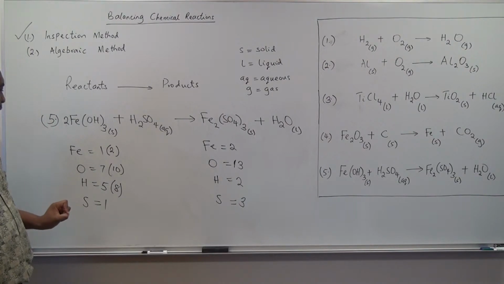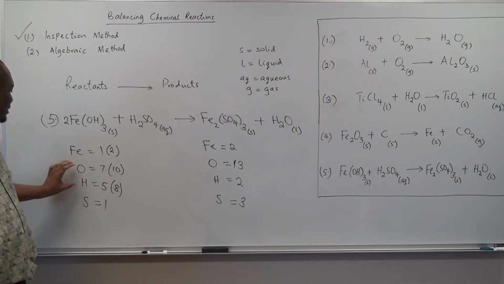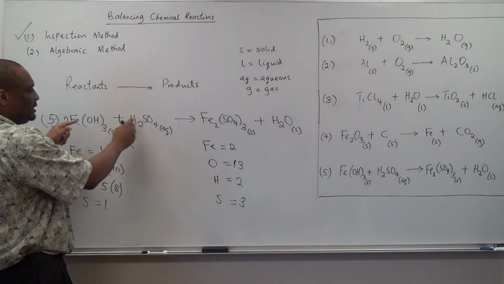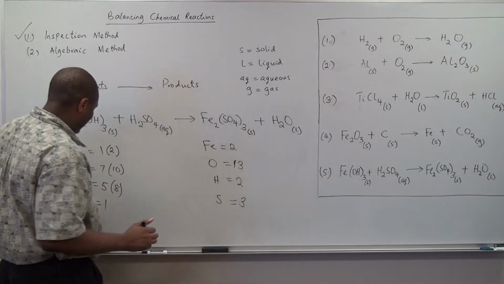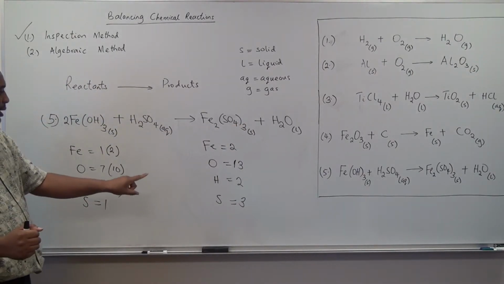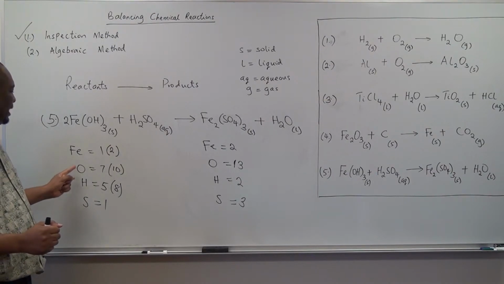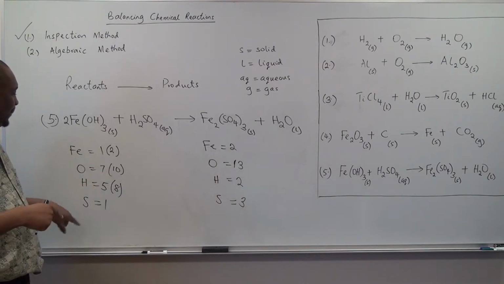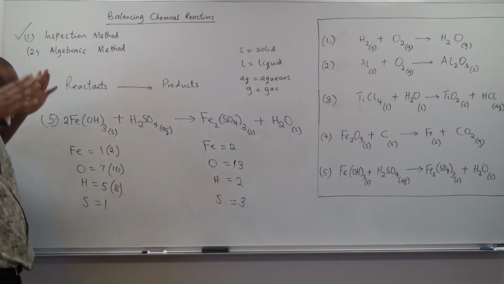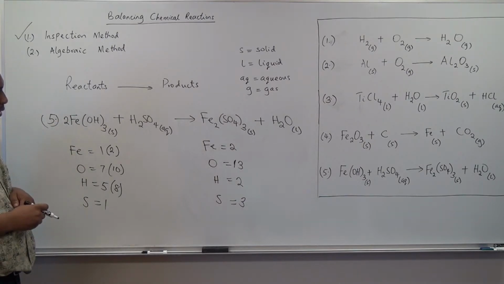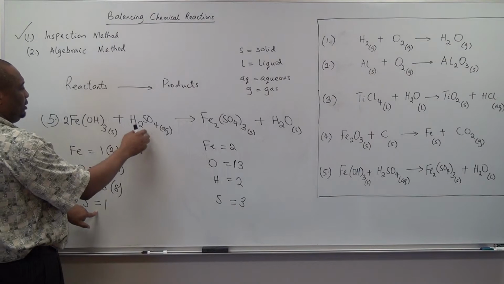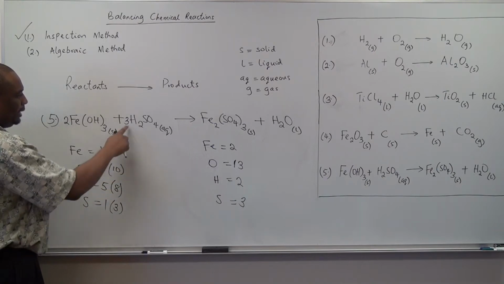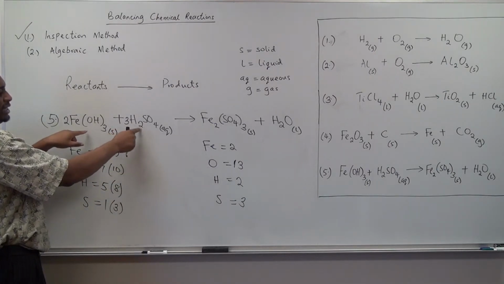So let's forget about oxygen and hydrogen now, because oxygen and hydrogen are not distinct here. Let's balance sulfur first, okay? Because if we keep trying to balance oxygen and hydrogen, we might still come back to balance it again. So let's balance the other ones, and then we'll deal with oxygen and hydrogen later. So 1, 3, we put 3 here, 3 here.